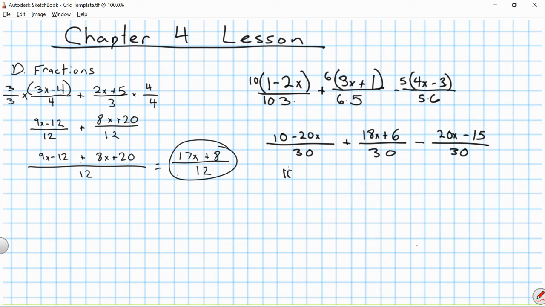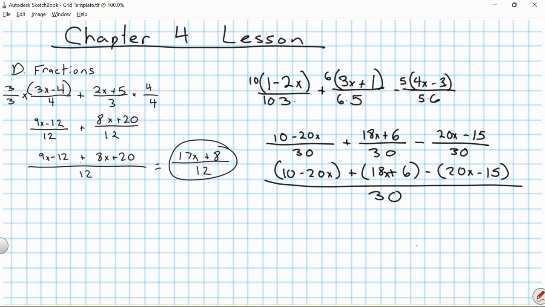It looks like this. Remember I said always put these things in parentheses, like so, plus, like so: 18x plus 6 minus 20x minus 15. Now this is all going on top of one fraction with a denominator of 30. I don't want to rewrite this whole thing again, so take a look here. Can I get rid of these parentheses? Yes, there's a plus sign in front of them, so I can just erase these. Now how do I get rid of these other parentheses?